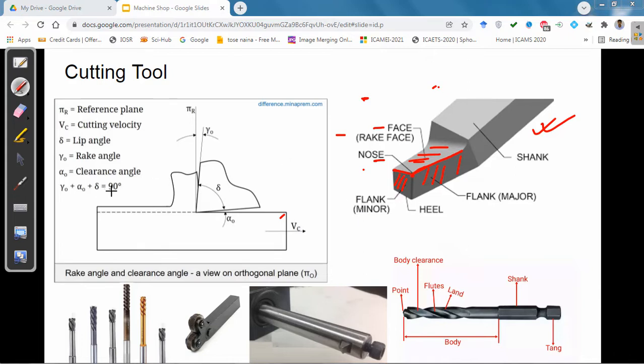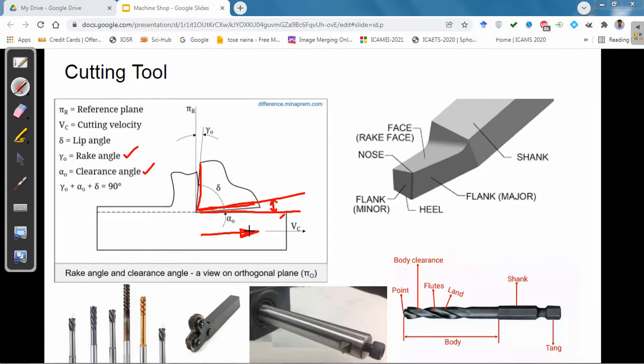But two very important angles with respect to any cutting tool, try to remember this. One thing is the rake angle, another one is the clearance angle. These two things are very, very important. So here you see, this is the job, and suppose the job is moving in this direction, and here this is the cutting tool, and you see that there is a clearance between the tool surface and the job surface, which is very important.